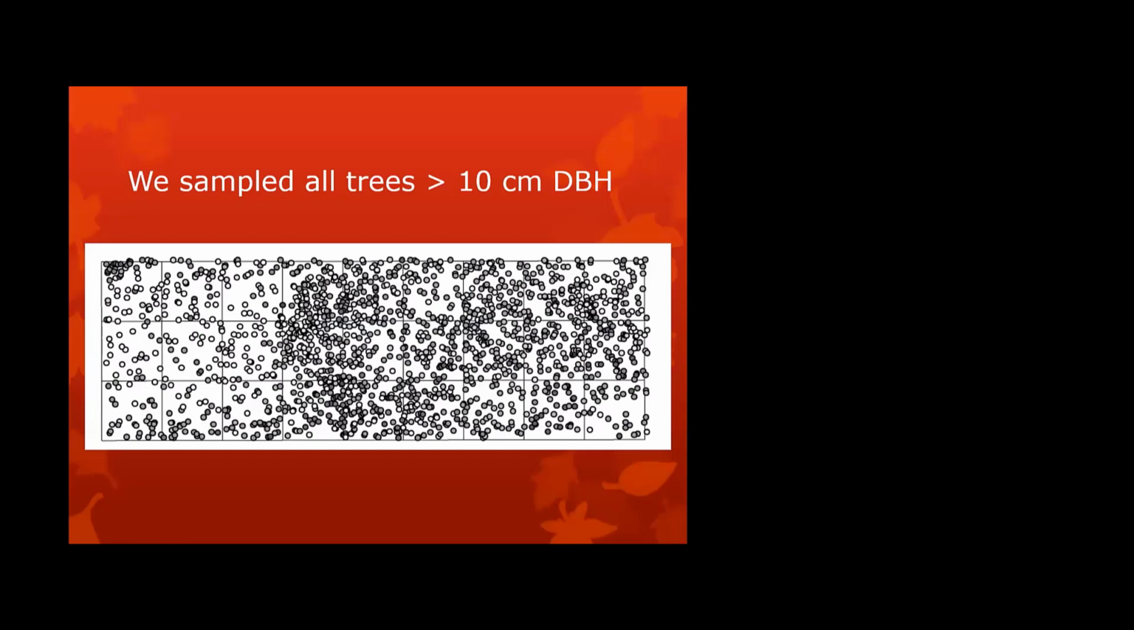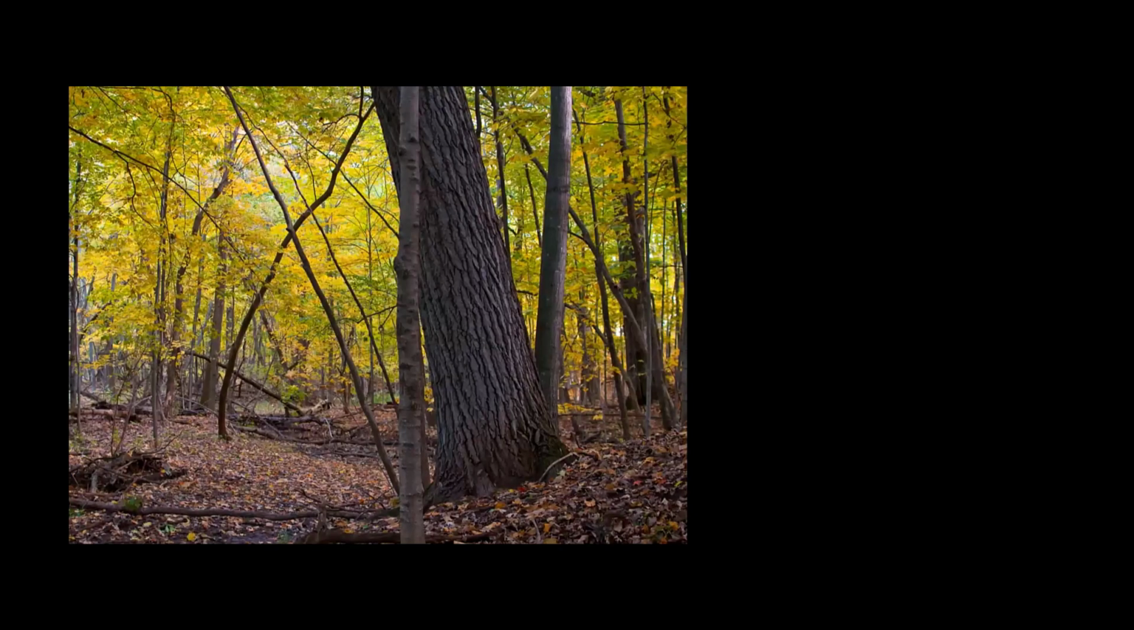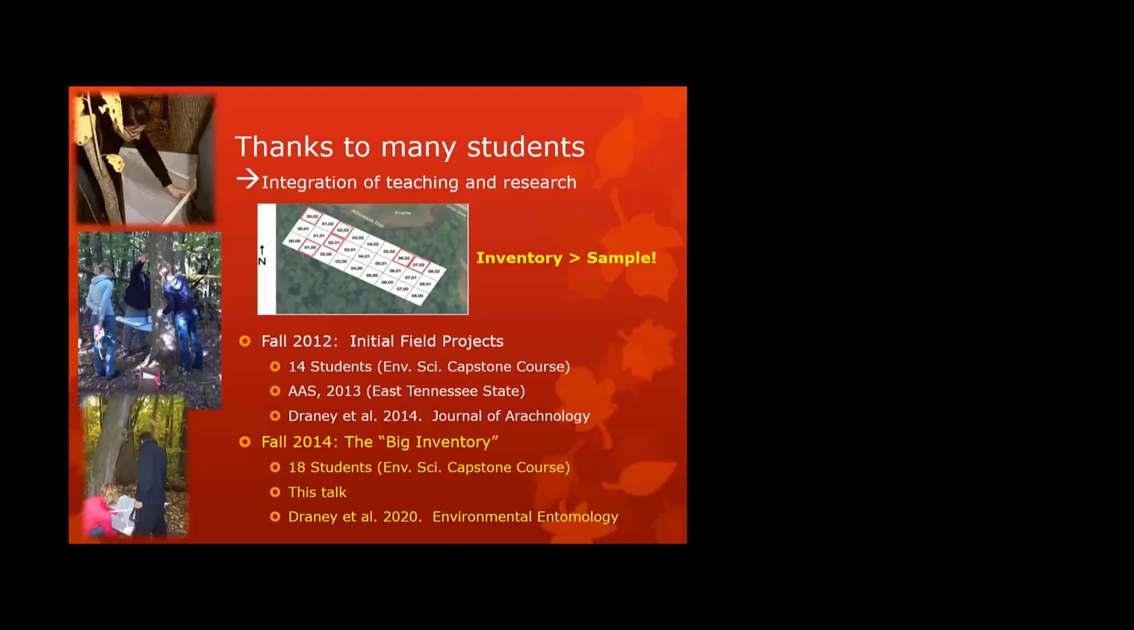Now, really importantly to this study, on this forest dynamics plot project, every single tree with diameter at breast height greater than 10 centimeters has been mapped, measured, and identified by botanists. So this is a map of all the trees. It's over 1,000 trees on this 1 hectare plot, and we have sampled them all for this particular species. This is a photo of what the site looks like in the autumn. It's obviously a really nice place to do field work.